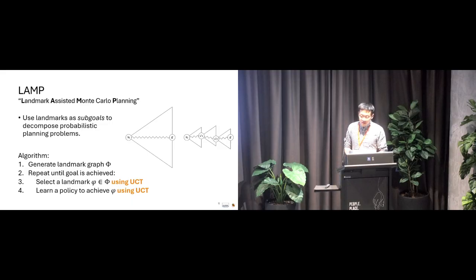After it selects a landmark, it must select the actions to achieve that landmark. And this is that core planning step. This kind of hierarchical structure, selecting landmarks at a high level and selecting actions at a low level, that's the core of the LAMP algorithm here.